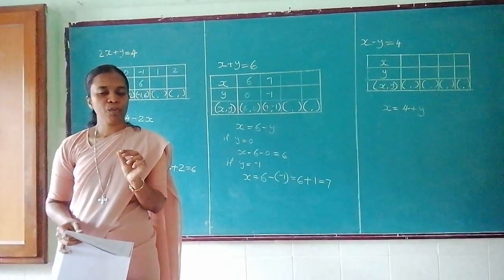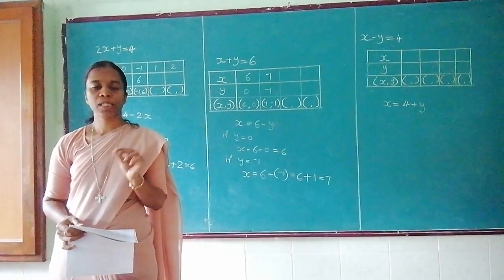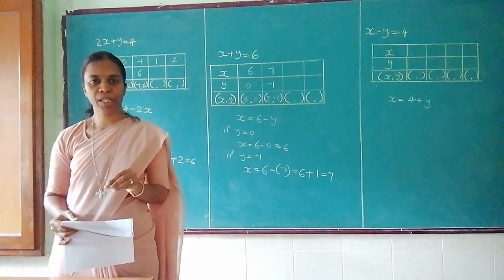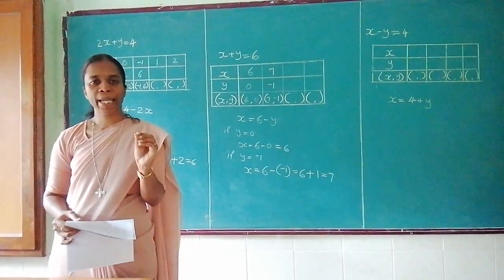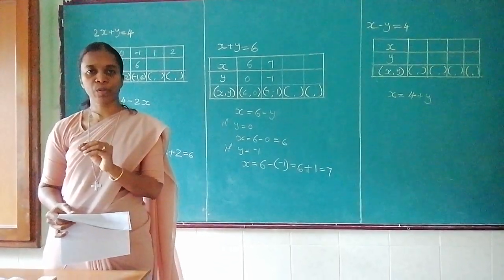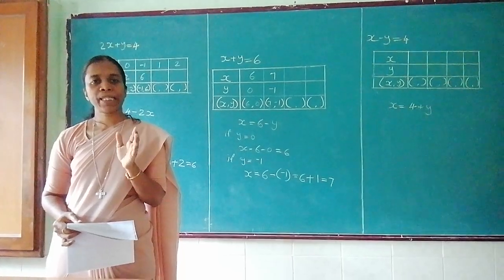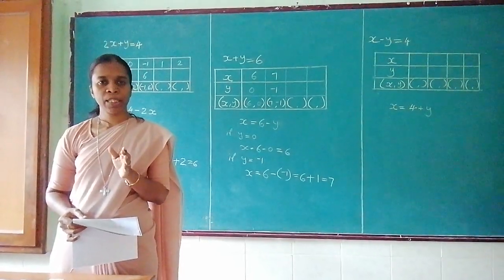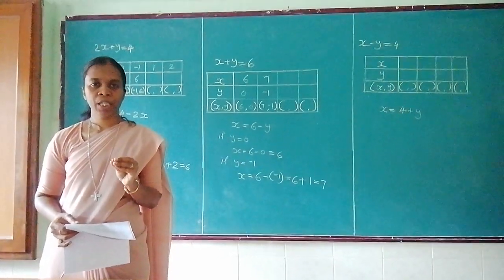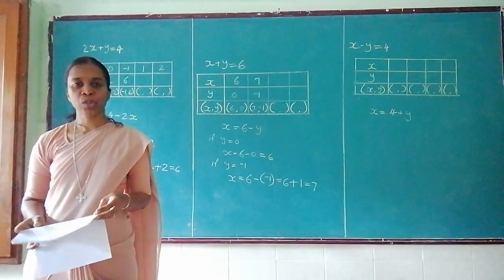ax plus by plus c equal to 0 is the general form of a linear equation in two variables where a is not equal to 0, b is not equal to 0. I repeat the first point. ax plus by plus c equal to 0 is the general form of a linear equation where a is not equal to 0, b is not equal to 0.